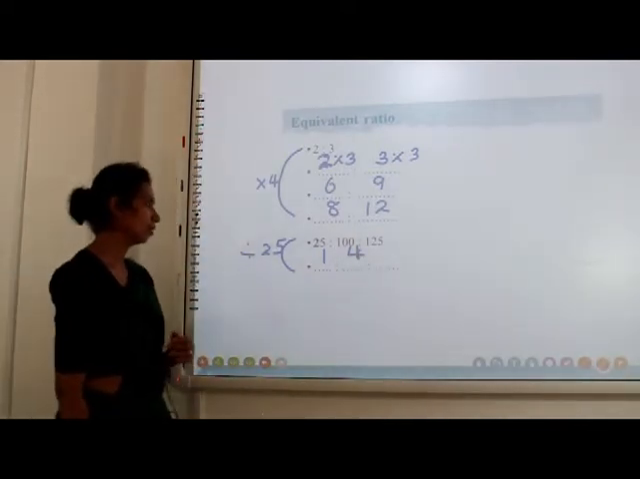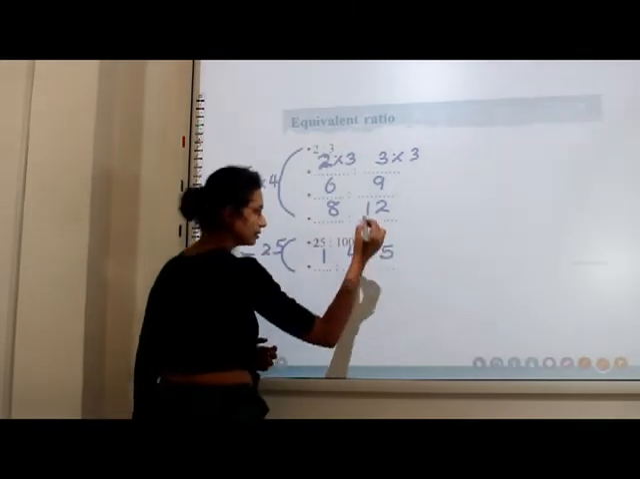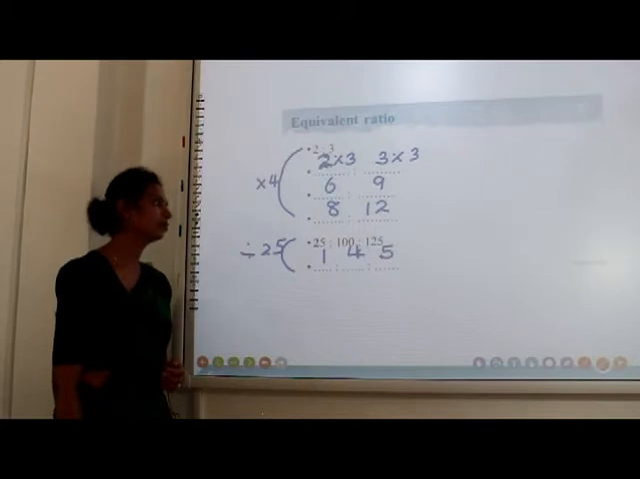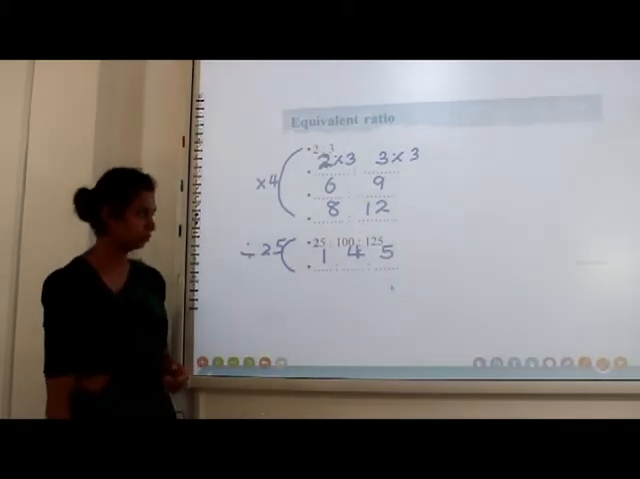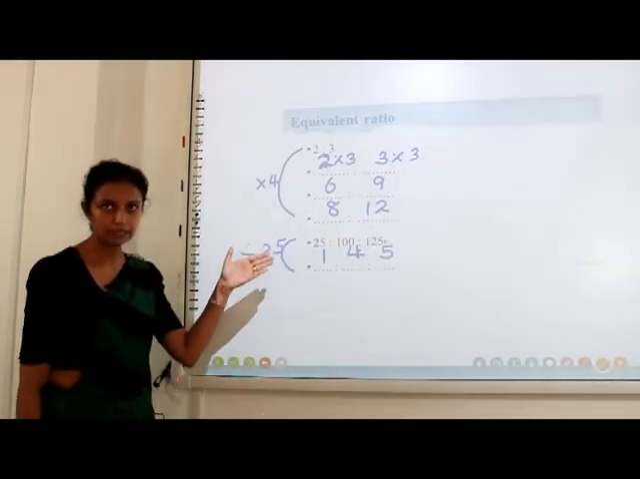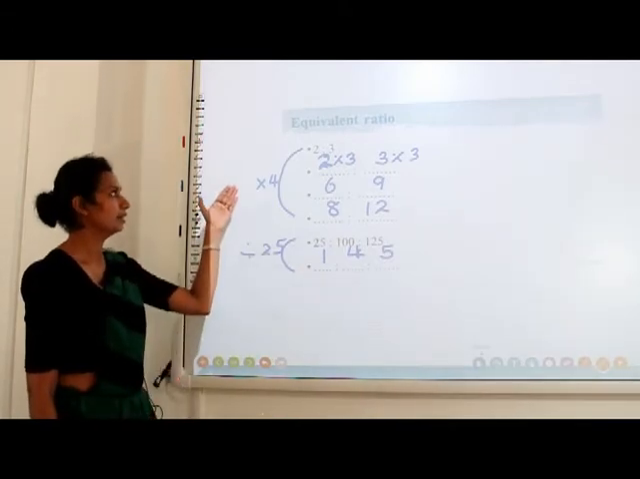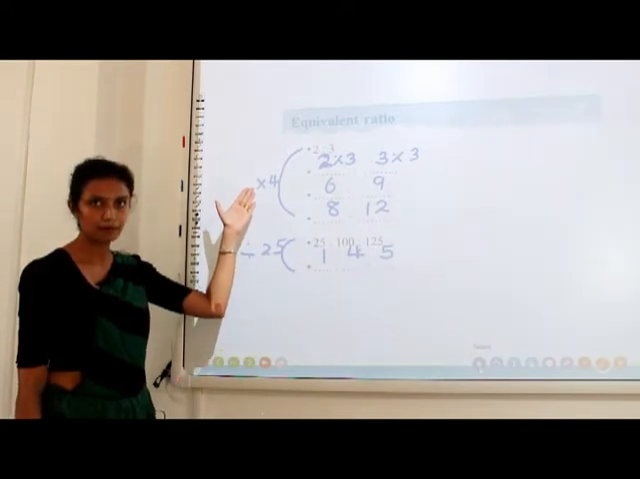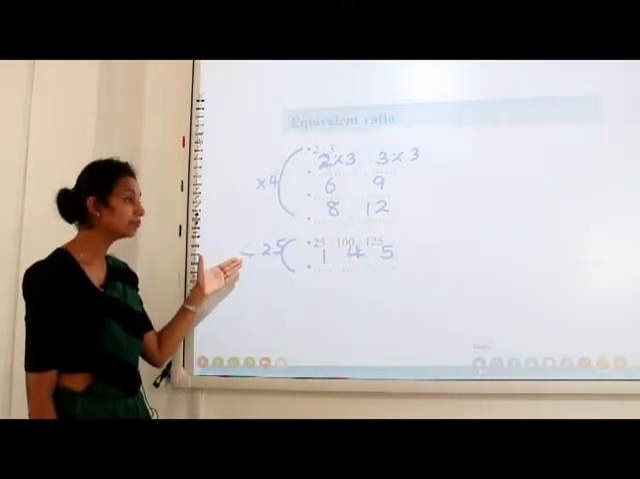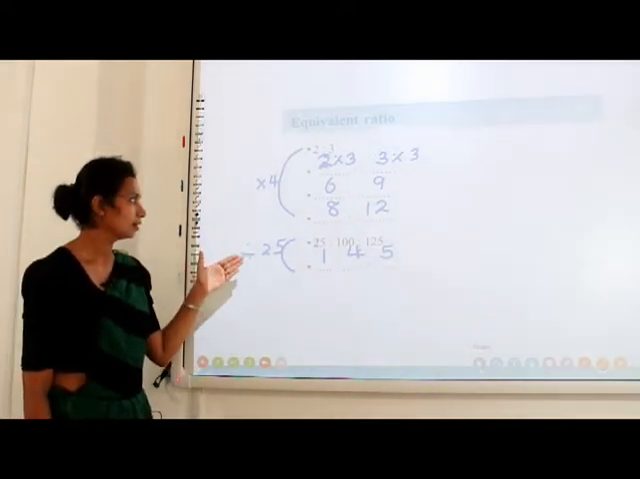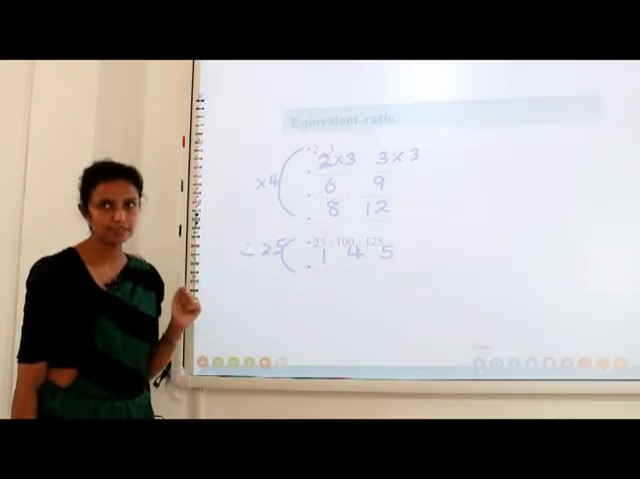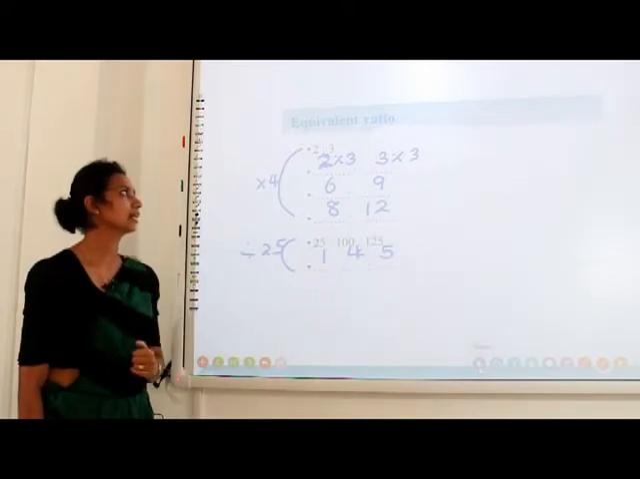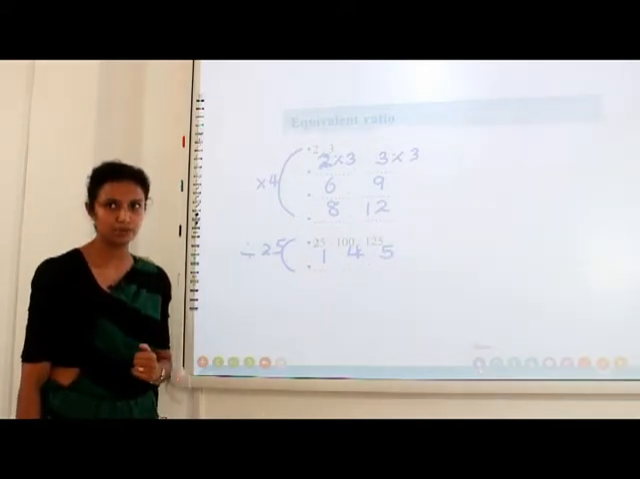125 by 25, it's 5. This is an equivalent ratio for 25 to 125. You can keep in mind that when we are writing equivalent ratios, whether using the multiplication method or the dividing method, the number should be the same. Dividing or multiplying, the number should be the same. Through that we can write equivalent ratios.